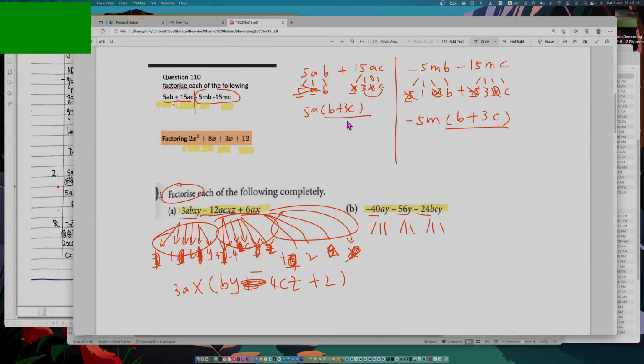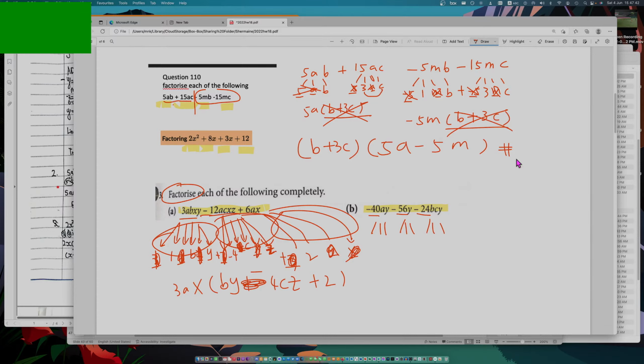right? Then what is common? B plus 3C, so I just take out B plus 3C. So I take out common. So I have what? 5A minus 5M left. Is this the last? Is this the simplest? What do you think? Is this the simplest? Do you think this is the final answer?